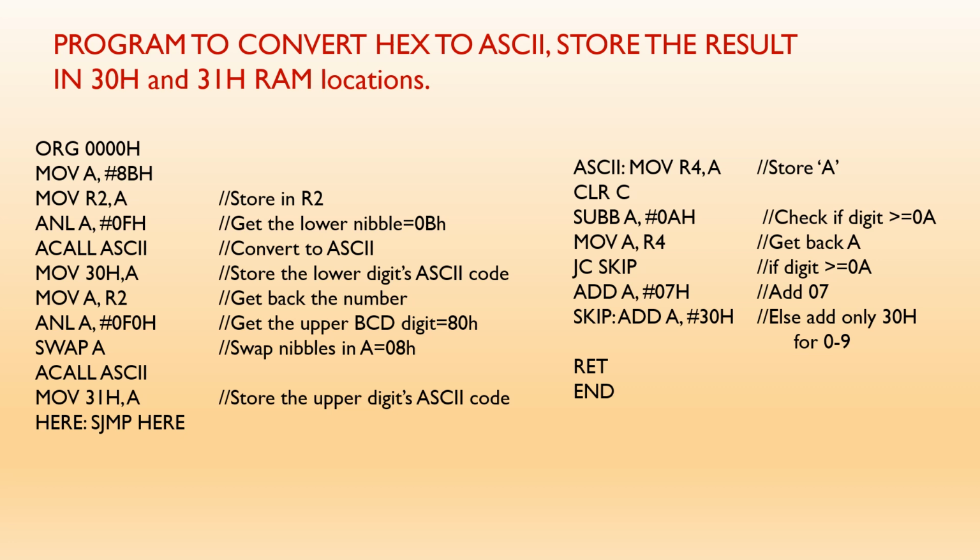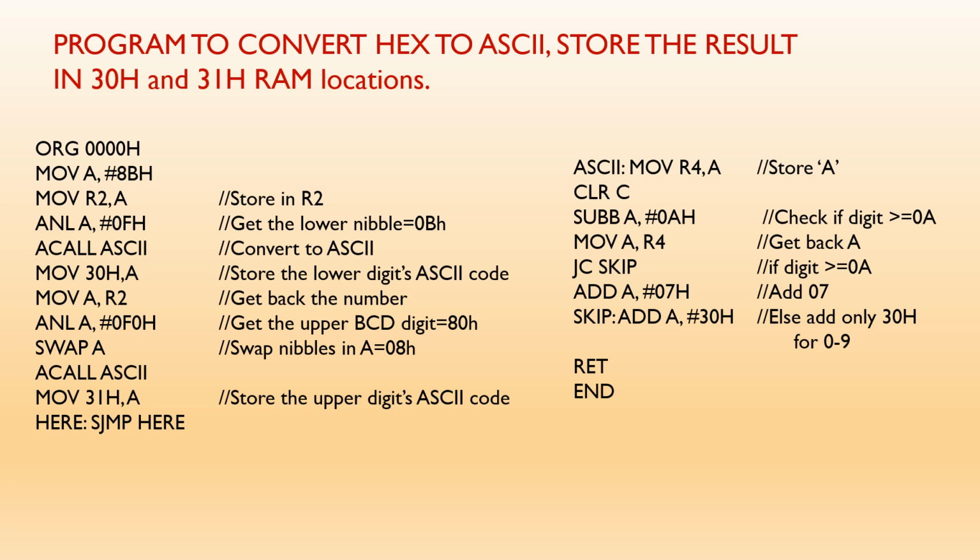Next, a copy of the hex data is there in R2. I'll obtain it in A. Now I want the higher nibble, so I'll AND the contents of A with F0. Now I obtained 80. So now I'll swap the nibbles in A, and swapping the nibbles makes it 08.